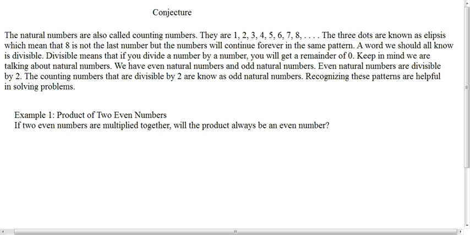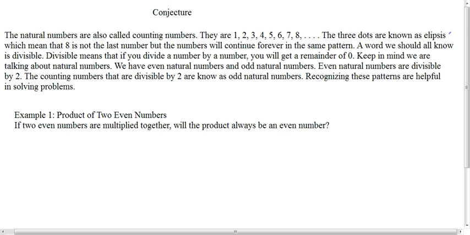so on. And if you look here, you'll see that I have 3 dots behind the number 8. These 3 dots are known as an ellipsis. This means simply that 8 is not the last number in the sequence, and it will continue forever in the same pattern, which is adding 1 to it.